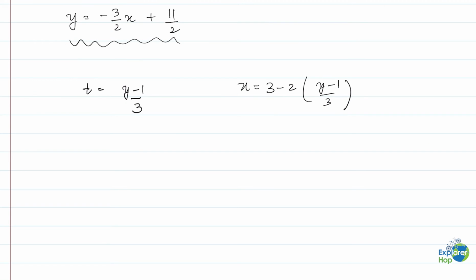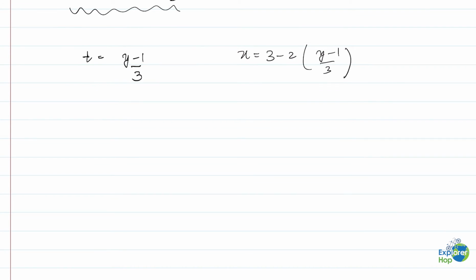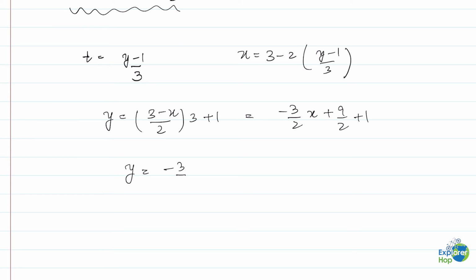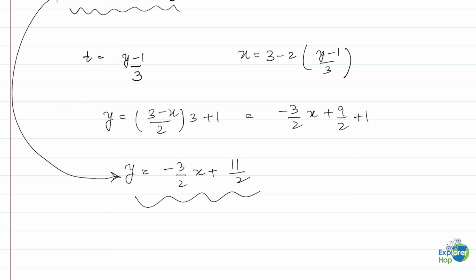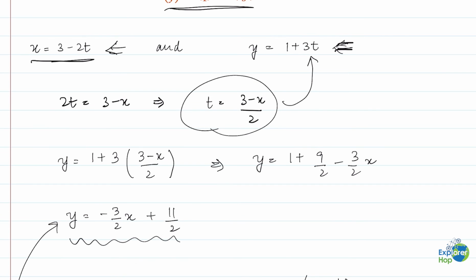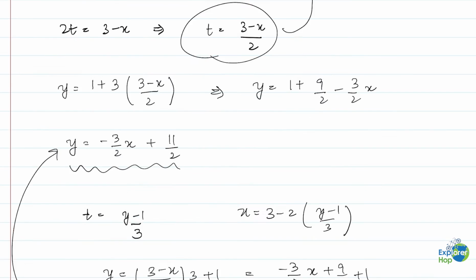And because we want to express y in terms of x, we will be rearranging it, and we would get y to be equal to ((3 minus x) over 2) times 3 plus 1. And simplifying it, we would get minus 3 by 2x plus 9 by 2 plus 1. And so y would be equal to minus 3 by 2x plus 11 over 2, which is essentially the same answer that we got earlier. So this is how we express the line in the Cartesian form.